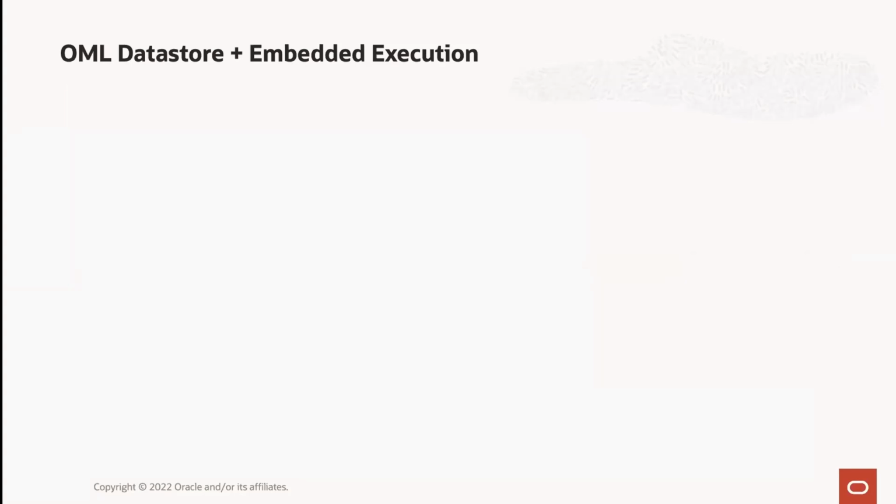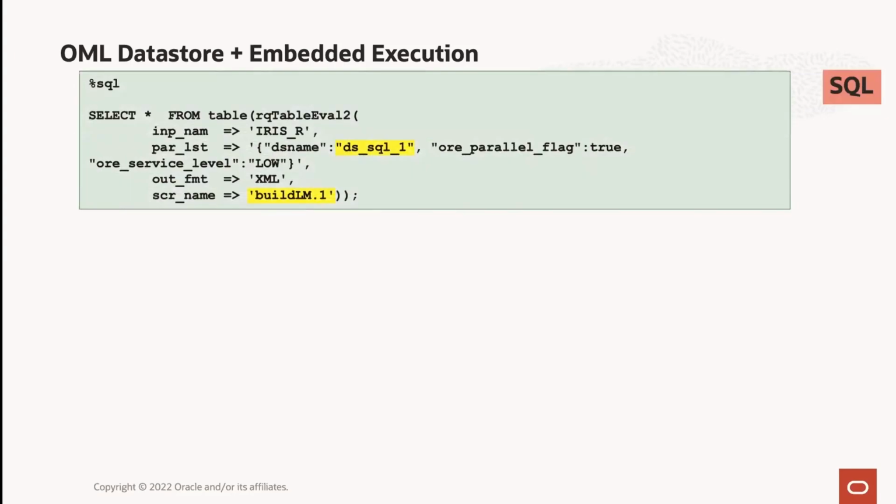Now that our functions are saved into the script repository, we can invoke them from the SQL API using embedded execution. The first paragraph invokes build LM1 through the RQ table eval2 function, passing in DS name ds_SQL_1 as the parameter. The build LM1 function creates a linear model using the iris data table and then saves the model to ds SQL 1.